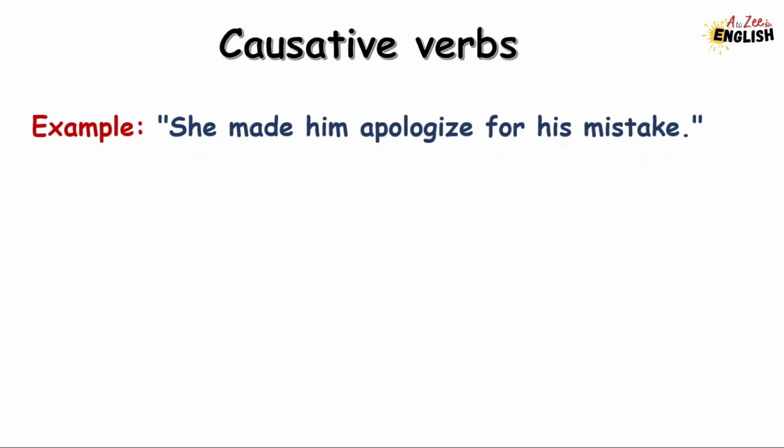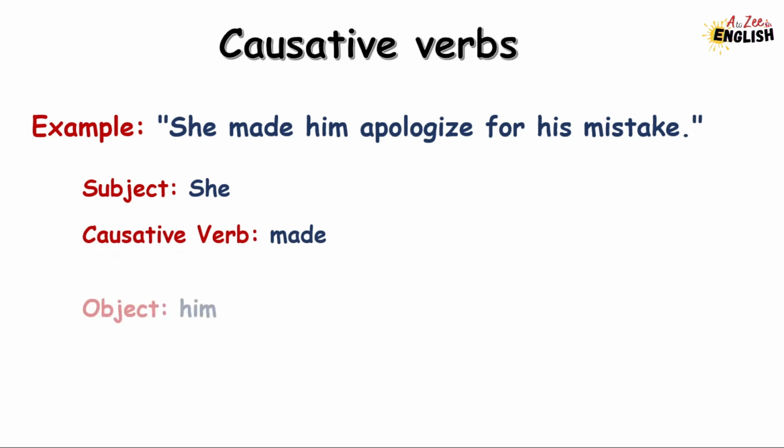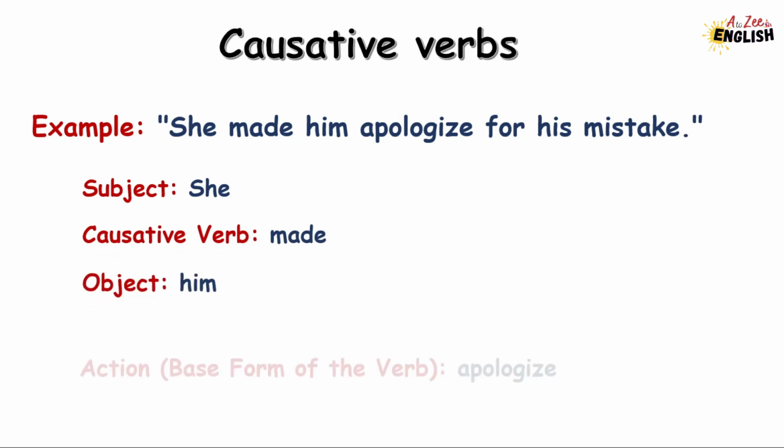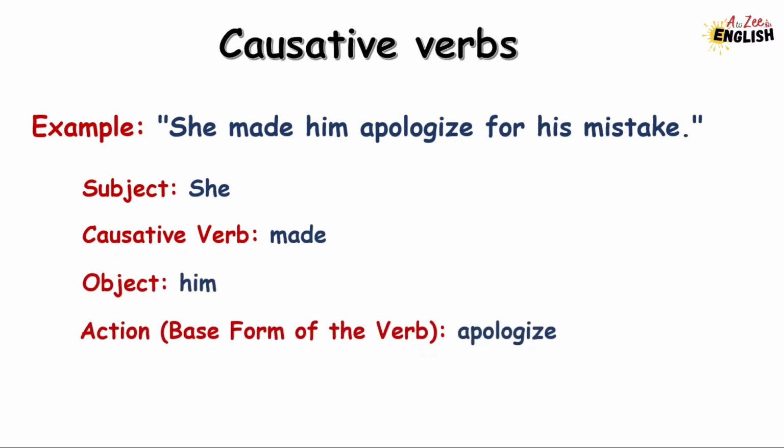Let's understand it by example. She made him apologize for his mistake. Here the subject is she, the causative verb is made, the object is him, and the action is apologize. So in this example, she is causing him to perform the action of apologizing. The causative verb made indicates the influence or control exerted by the subject.